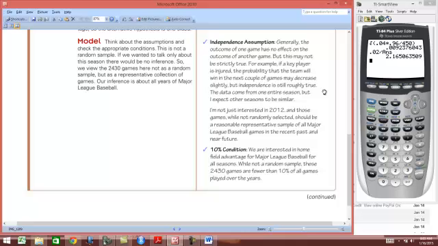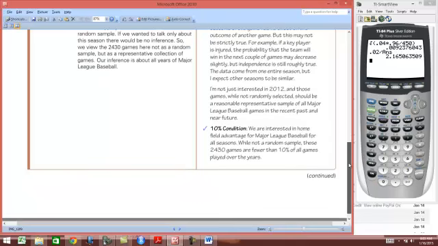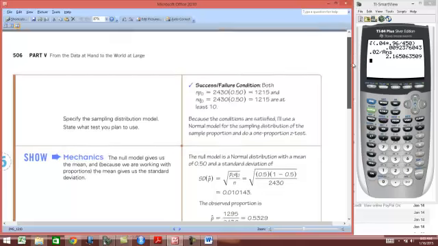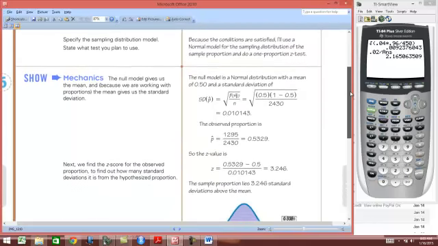So this is like a cluster sample. They're not selecting games randomly from a whole bunch of different seasons or whatever. They're hoping that the season is representative of all Major League Baseball games in the past and the future. So that's a good qualification of where the data comes from. Okay, the 10% condition and np and nq. Now don't forget this sentence: the conditions are satisfied, so the sampling distribution is normal.